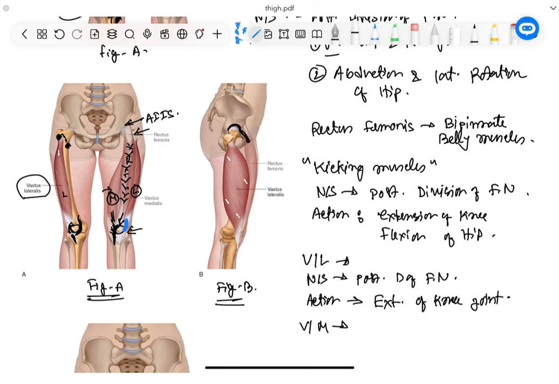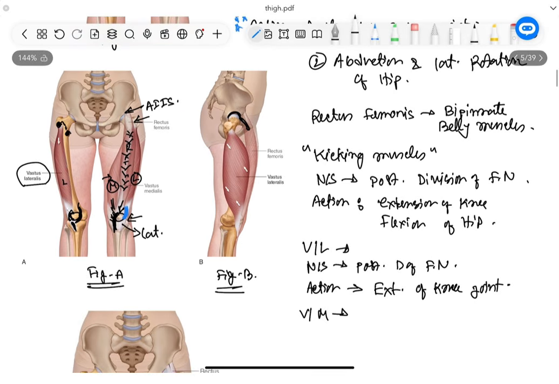Because the vastus medialis secures the maximum of the medial aspect of the patella, if the patella gets displaced, it is commonly displaced toward the lateral side. And why does it happen? Because the vastus lateralis has less area of attachment toward the lateral side.